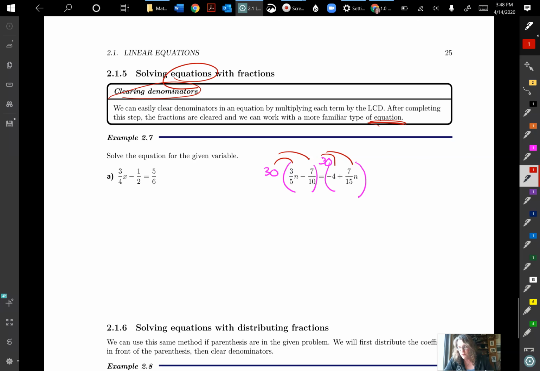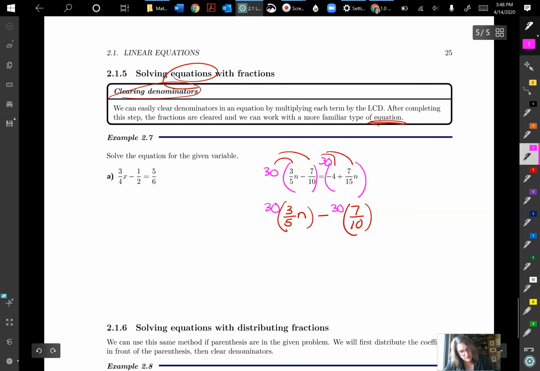So when I do this, I'm going to write it out so that you can see what's happening. So we're going to have 3/5 n, and that's going to be times my 30, and then minus the 7/10 times the 30, and this is like over 1, right? We don't want to go 30 times 3 and 30 times 5. That's a weird thing to do. So it's just a whole number. It's not 30 over 30. We're not getting a common denominator. We're clearing the denominator. Different thing. So be careful of that.